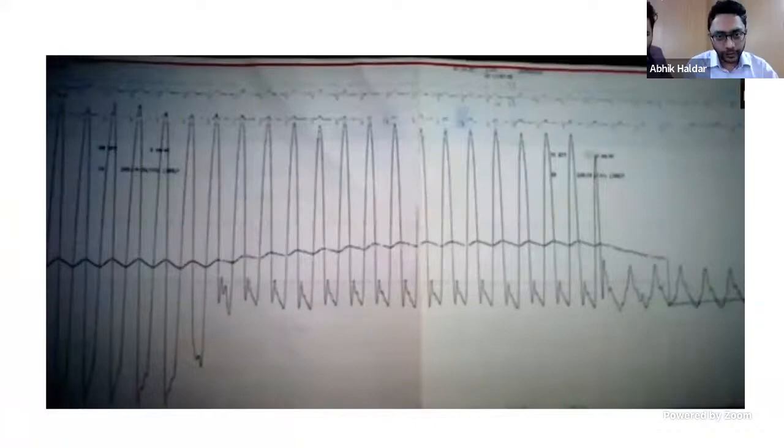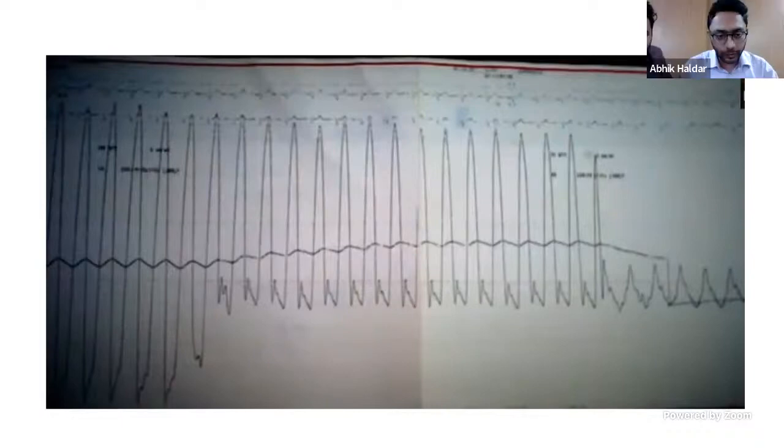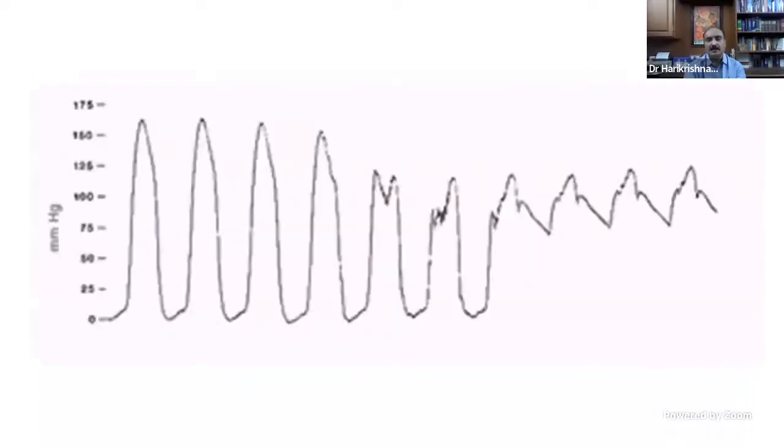So this is a pullback tracing. Pullback tracing from LV to aorta, sir. And there is a gradient between the proximal aorta and the distal aorta. So this is supravalvular AS. Very good. It's a supravalvular aortic stenosis. Okay. So what is this one?